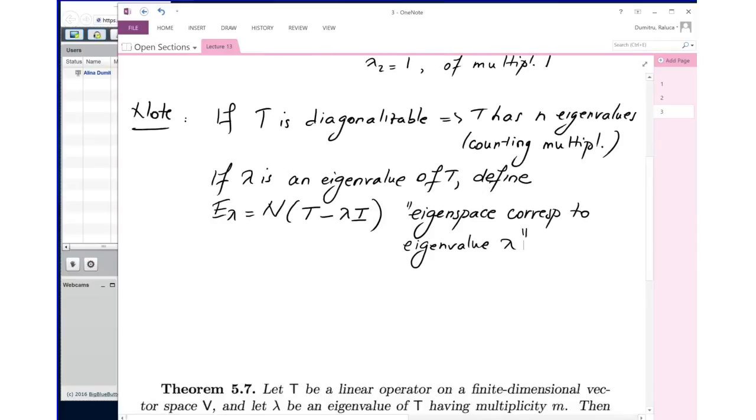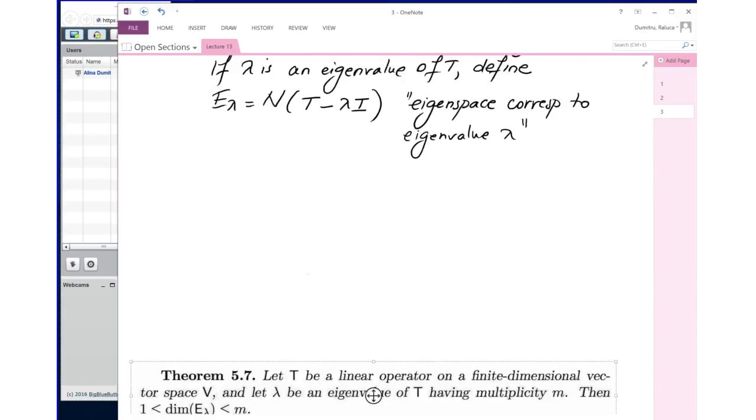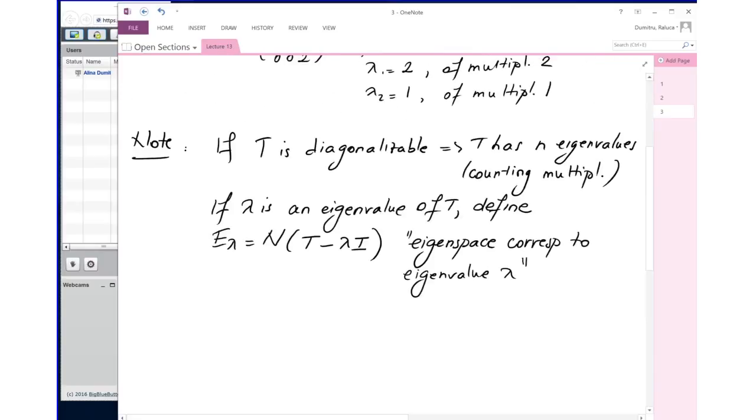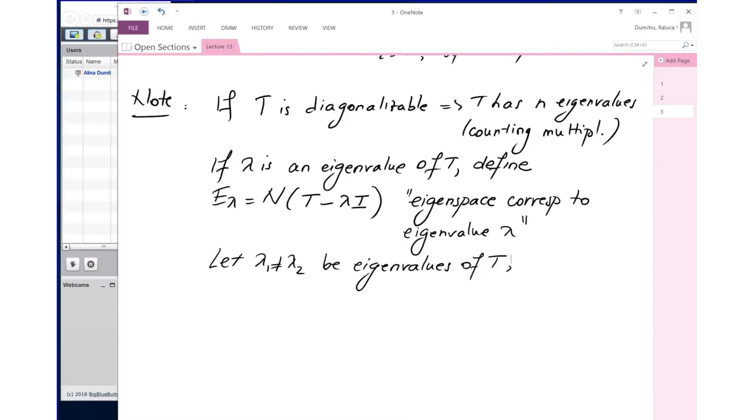All right, so let's make some remarks here. Let me take two distinct eigenvalues, lambda 1 and lambda 2. I already said they are distinct, eigenvalues of T. And I want to see what the connection could be between those two eigenspaces. So I take the eigenspace corresponding to lambda 1 and the eigenspace corresponding to lambda 2. I want to see if they have anything in common.